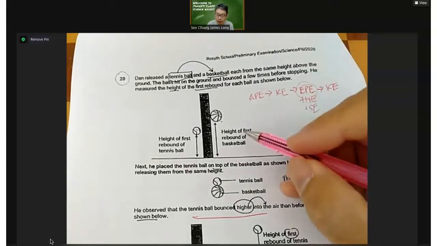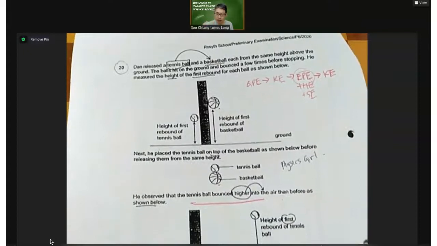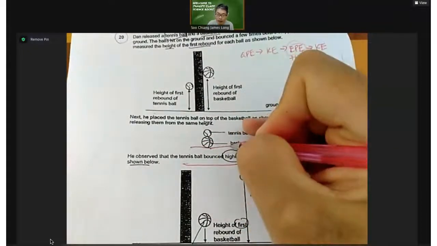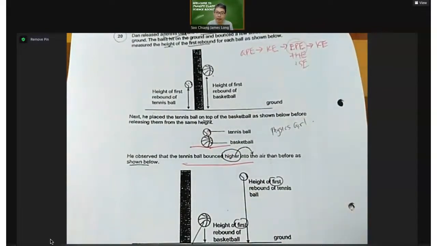Now, what happens when the tennis ball is on top of this? Now there are two balls being compressed. The basketball also gets compressed when it hits the ground. Now this is being rebounded up by the elastic potential energy in the basketball and the tennis ball. That's why now it bounces up higher. There's more EPE here now to move it up higher.